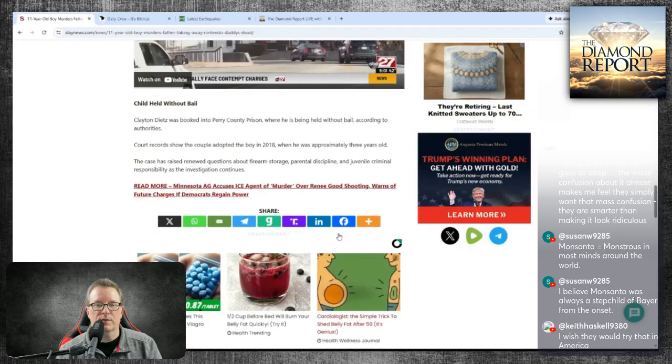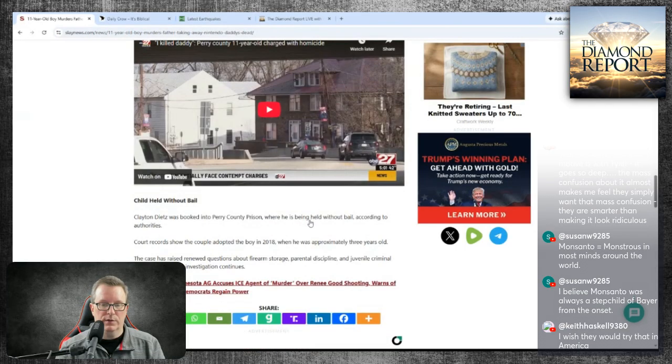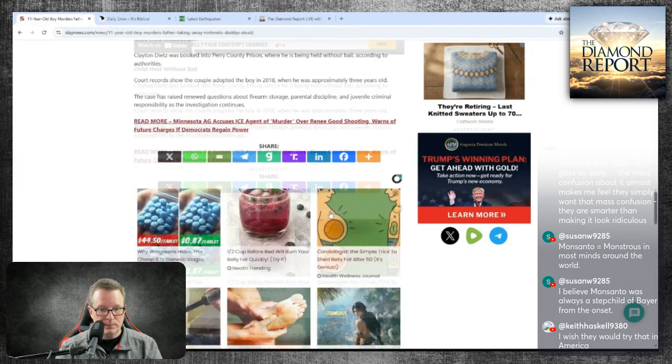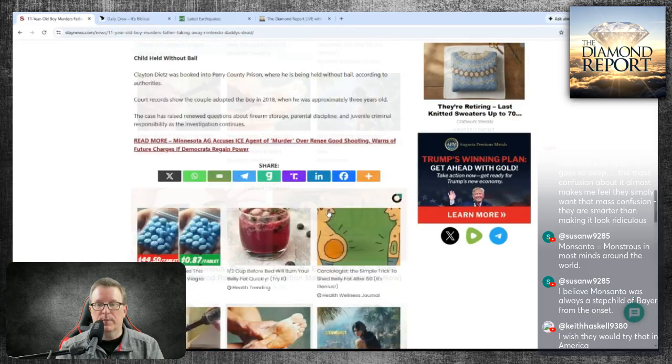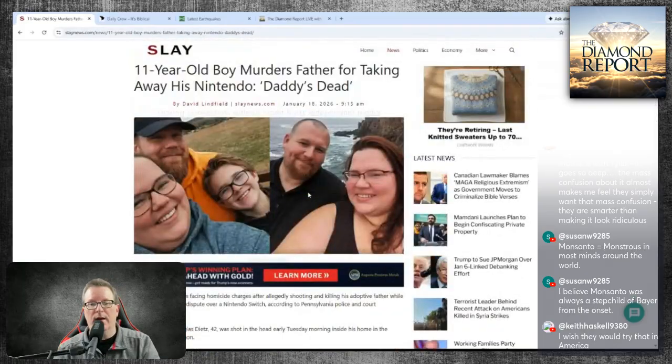And this is all neighbors saying how nice the family all were and everything. That's really sad. So the mother here is going to lose two people. I mean, it says the case has raised renewed questions about firearm storage, parental discipline, and juvenile criminal responsibility. Because he was adopted, they will probably take him away, and of course, the father is no longer in the picture either. So wow, so sad, unbelievable. Further proof we're in the end times, if you ask me.